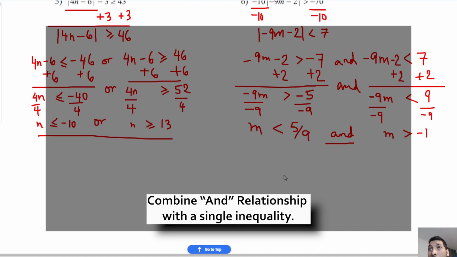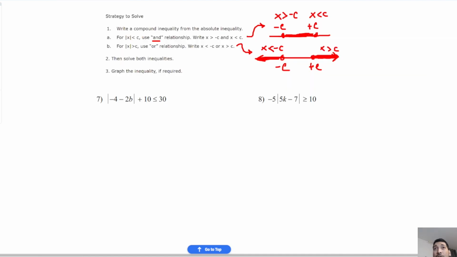So the formula or the trick here is, let's try problem number 7 here. So we have absolute value quantity of -4 minus 2b plus 10 less than or equal to 30. Again, the first step is we isolate this absolute value quantity. So in this case, we subtract both sides by 10. If we subtract, we have this absolute value quantity of -4 minus 2b less than or equal to 30 minus 10, that is 20.